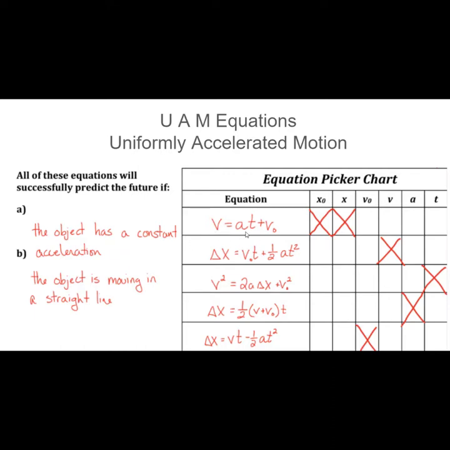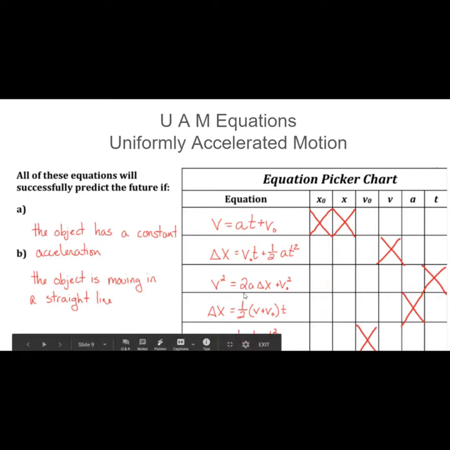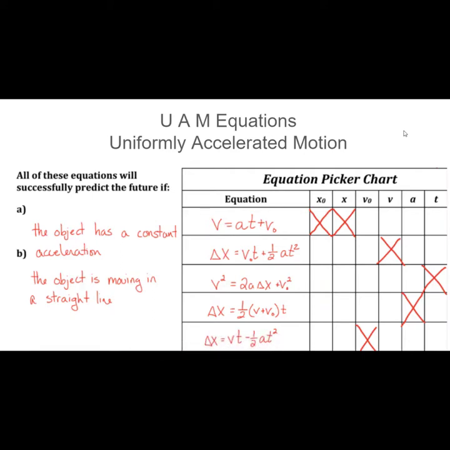So our equations are v equals at plus initial velocity, v naught. Delta x equals v naught t plus 1 half at squared. v squared equals 2a delta x plus v naught squared. Delta x equals 1 half (v plus v naught) t. And then a new equation, which is like a special version of the second equation, delta x equals v naught t plus 1 half at squared. We have delta x equals vt minus 1 half at squared.